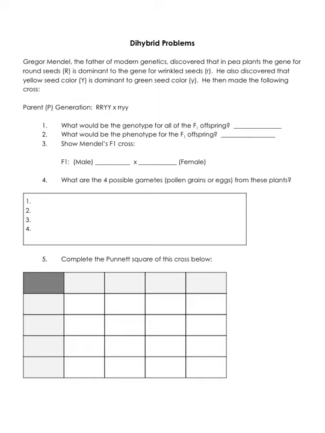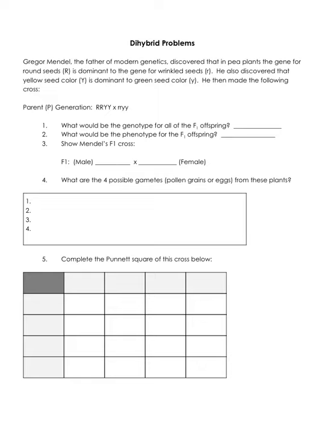He discovered that in peas, the gene for round seeds is dominant to the gene for wrinkled seeds. And he also discovered that yellow seed color is dominant to green seed color. So in this example, he makes this cross. In the pea or parent generation, he crosses a plant that has capital R, capital R, capital Y, capital Y, with a different plant that's small r, small r, small y, small y.